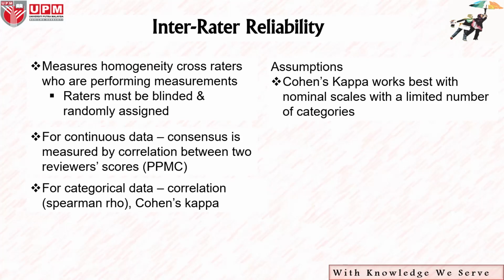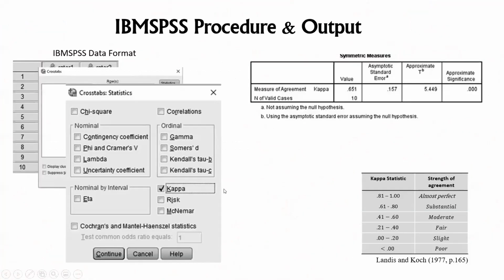Okay, if our data is categorical, then we can run the analysis by using Spearman rank order correlation or Cohen's Kappa. The assumption is that Cohen's Kappa works best with nominal scales with a limited number of categories. It is easier to use Spearman rank order correlation if you have categorical data. This is how to run it. We just tick for Kappa.